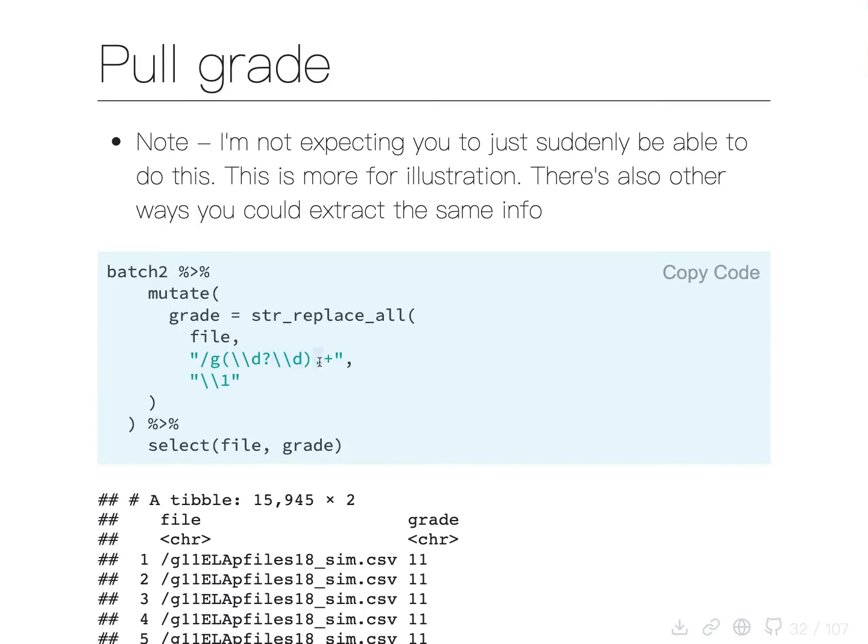And then after that, there's going to be any character, any number of times. So there's going to be a bunch of stuff after that. Basically, just ignore that and just give me what's inside of there. Okay. And so then I'm just selecting file and grade here, and you can see here's my file and here's my grade. So we get 11s.